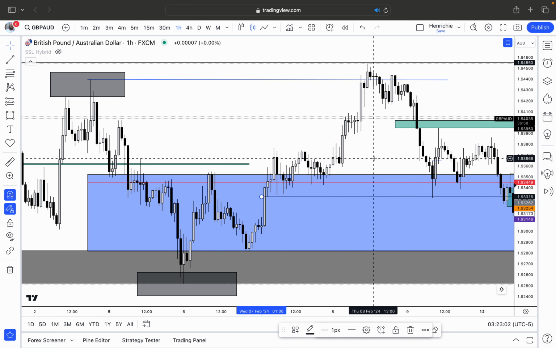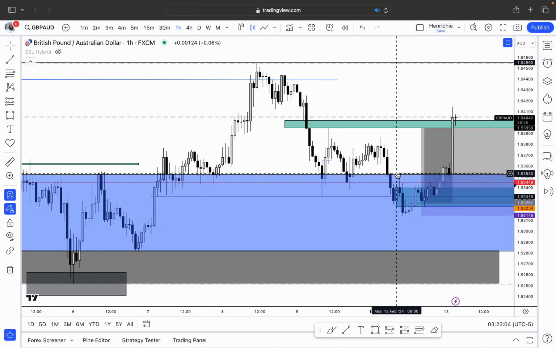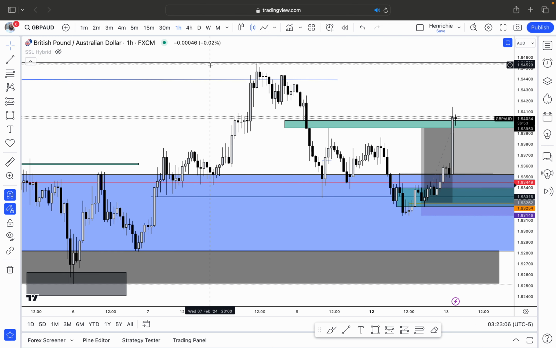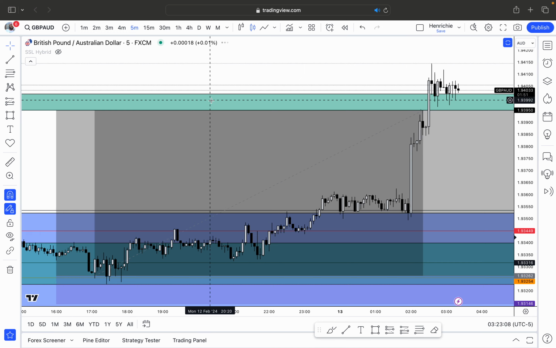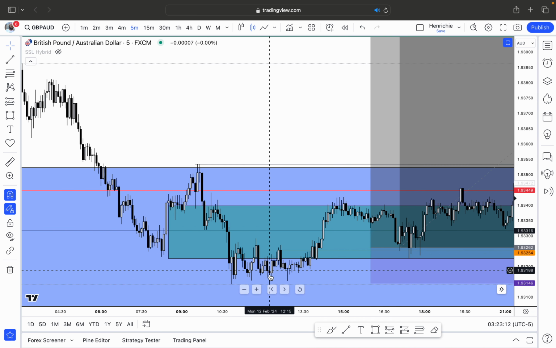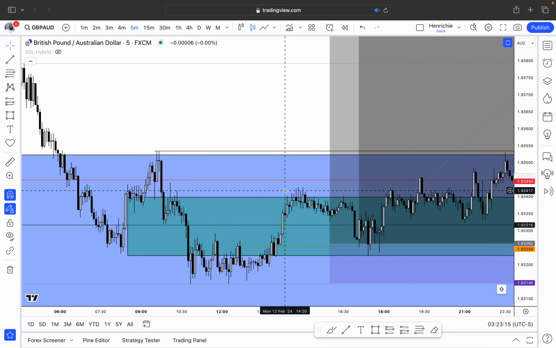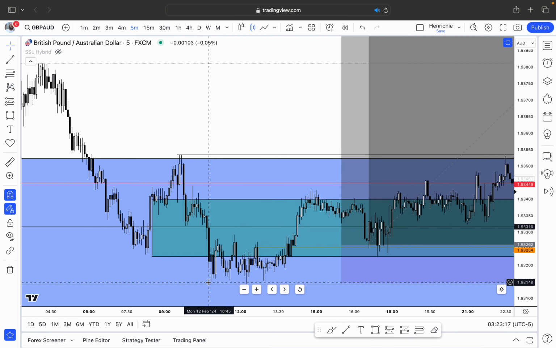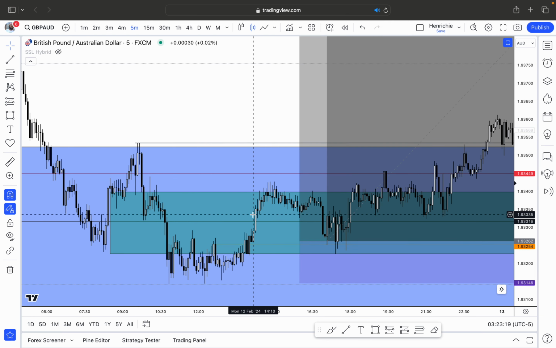So all I did was wait patiently, and yesterday price tapped into this key level. All I was looking forward to see was a break of structure on the 5 minute time frame, and right here we have a high, and we have a low right here. You can see that right here. After we made this low, you can see price was ranging.